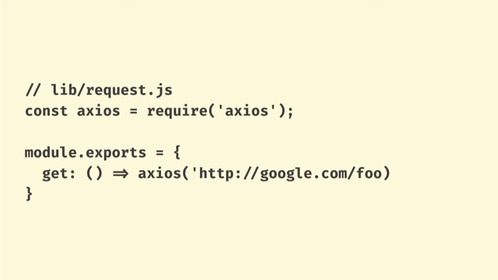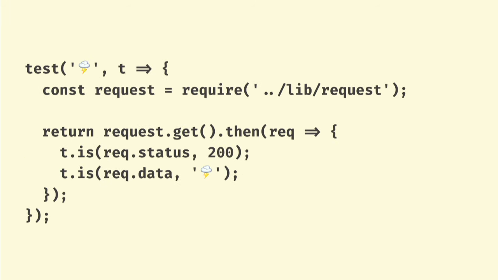So let's come up with a really easy example here. This is request.js. And we're going to have one tiny method, get, that gets google.com/foo, and this doesn't exist, right? I don't think it does. So let's test to see if this works, right? Here we're going to require lib request, and we're going to call request.get and check to see that the status is 200 and the value is the little lightning bolt emoji, right?